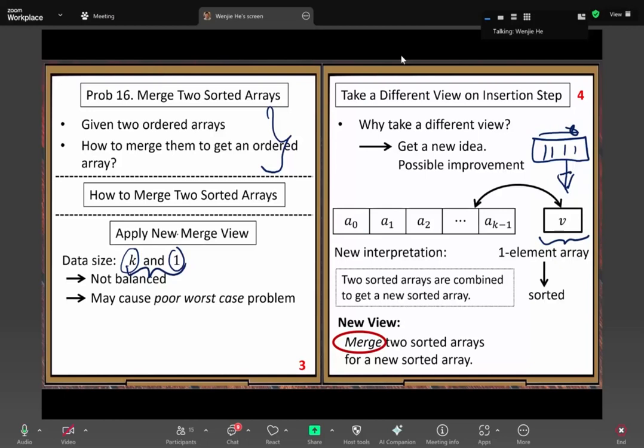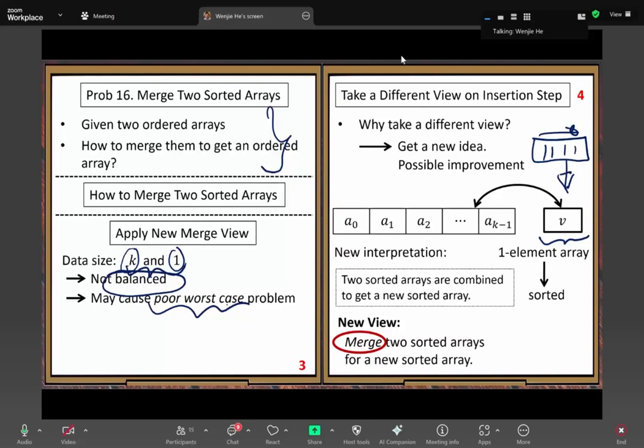Because we have the freedom to choose the data distribution, when we have that freedom, we want to make a balanced distribution so we can avoid a poor worst case.